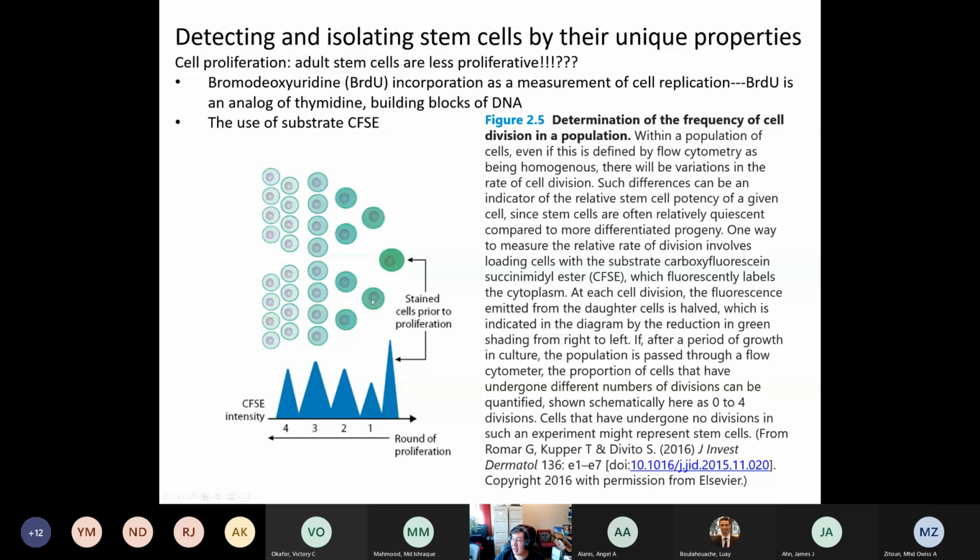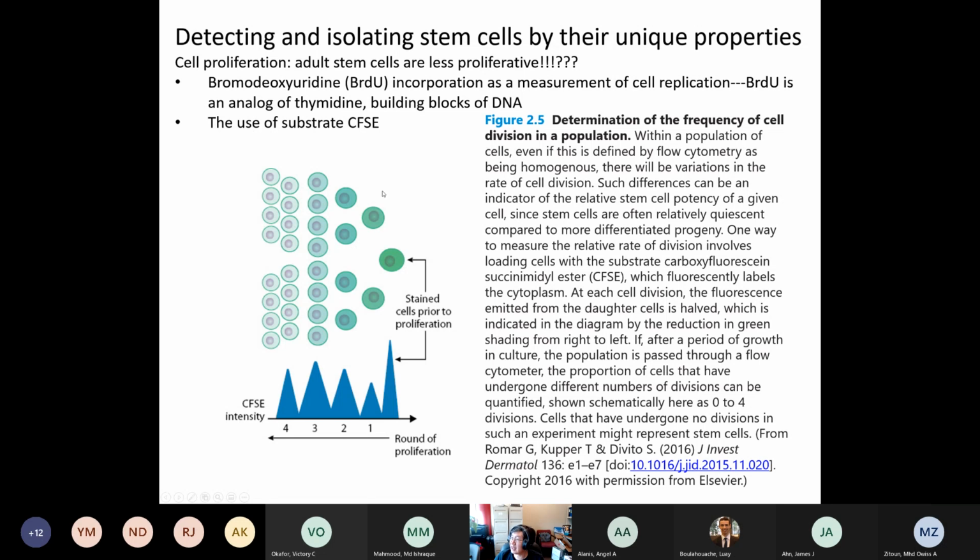But when the cells start to divide, the intensity will drop to half of the original, right? Because you only incubated the cell at the very beginning with this dye. The intensity will drop if the cell divides. So each time the cell divides, the intensity of that fluorescence will drop further and further. And this way, if you run the cells through a flow cytometer, you will know some cells have the highest intensity, some cells have a minimal amount of fluorescence. And you can define the number of cell divisions this way.